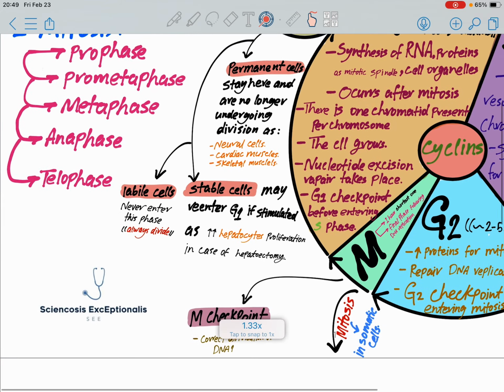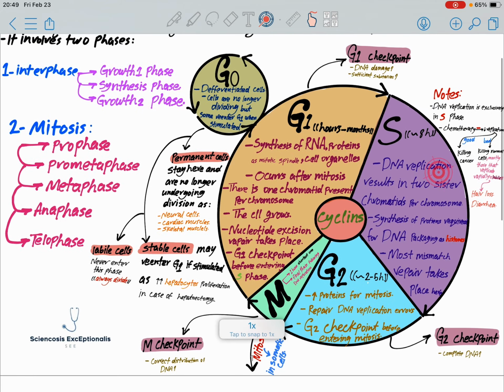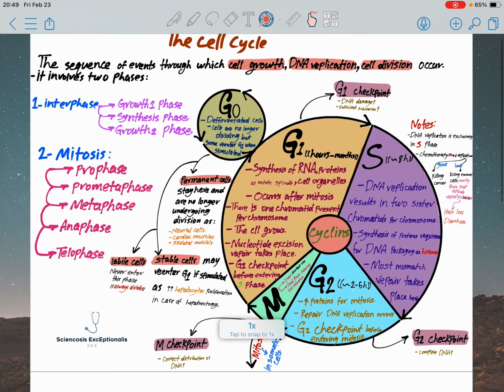This is the cell cycle, and I hope you got a lot of information.